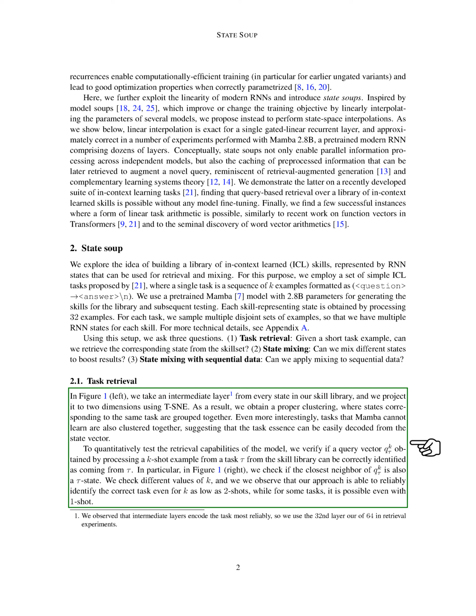To quantitatively assess the model's retrieval capabilities, we check if a query vector obtained from processing a few examples from a task in the skill library can be correctly identified as belonging to that task. Our results demonstrate that our approach can reliably identify the correct task even with a low number of examples, such as 1 or 2 shots.